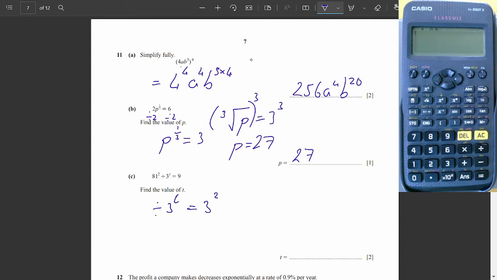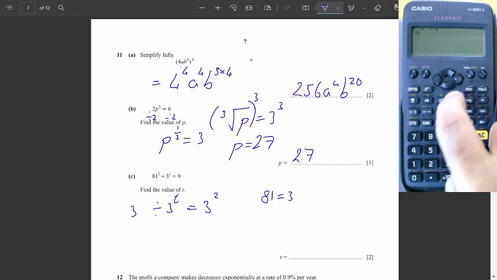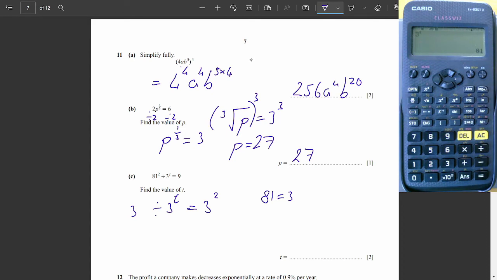But if I get 81, the base number 3, what would that be? So let's think. 81 equals 3 to the power of what? And if you can't get it straight in your head, you do some trial and error. We know it's not cubed, so let's try 3 to the power of 4. That's it, 3 to the power of 4. So 81 is 3 to the power of 4.